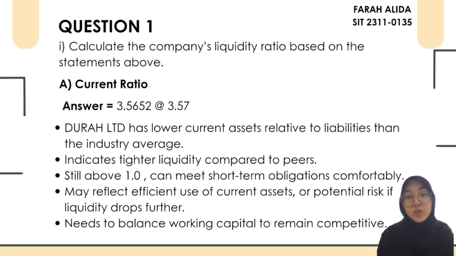However, the lower ratio compared to the industry suggests that Dura Ltd holds fewer current assets relative to its liabilities, which may indicate tighter liquidity or more aggressive use of working capital. The company may be managing its assets more efficiently, but it also needs to be cautious not to let liquidity fall too far behind the competitor.